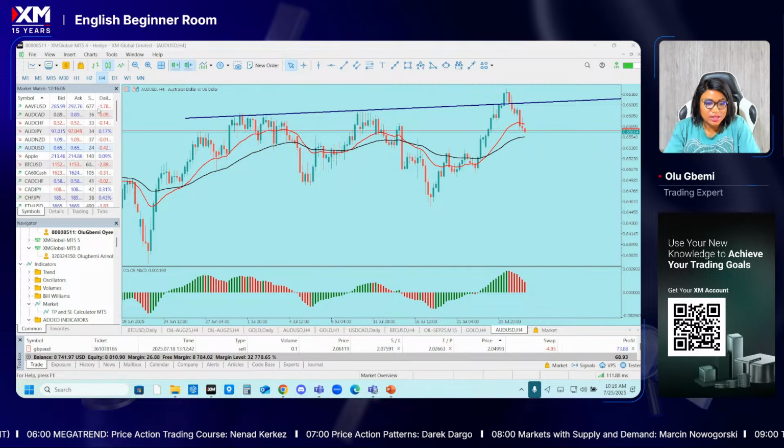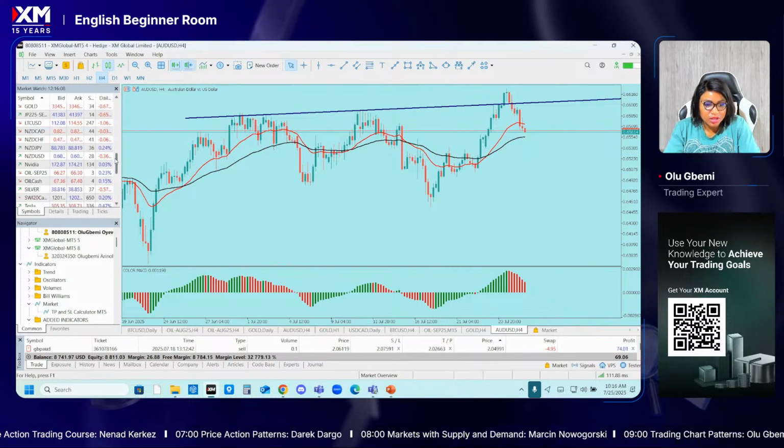I know you love gold, so let's take a look at gold together and see what pattern we can find over there.